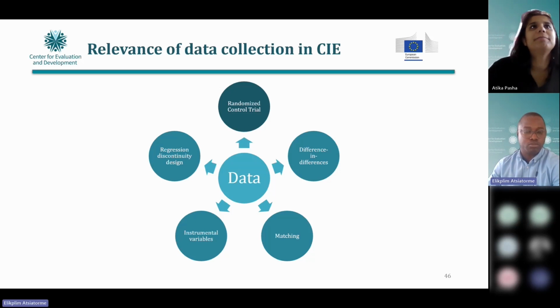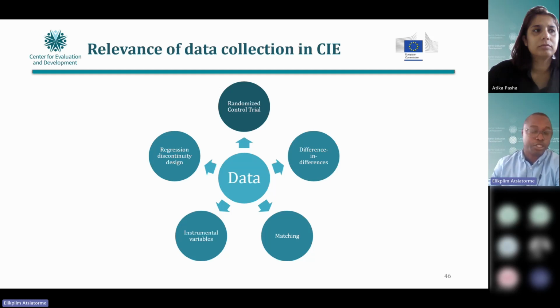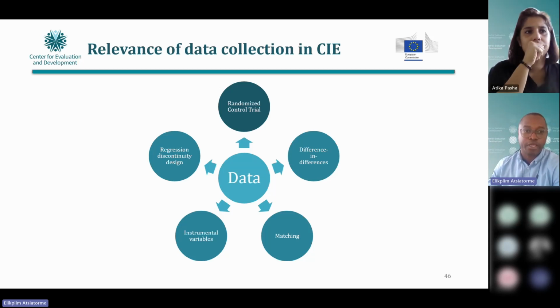Also, when you do counterfactual impact evaluation, the whole idea is for you to measure impacts. And for you to measure impact, you need to use the data. And so the data itself is critical to your selection of the methodology, and then also to the impacts that you will measure in the end.